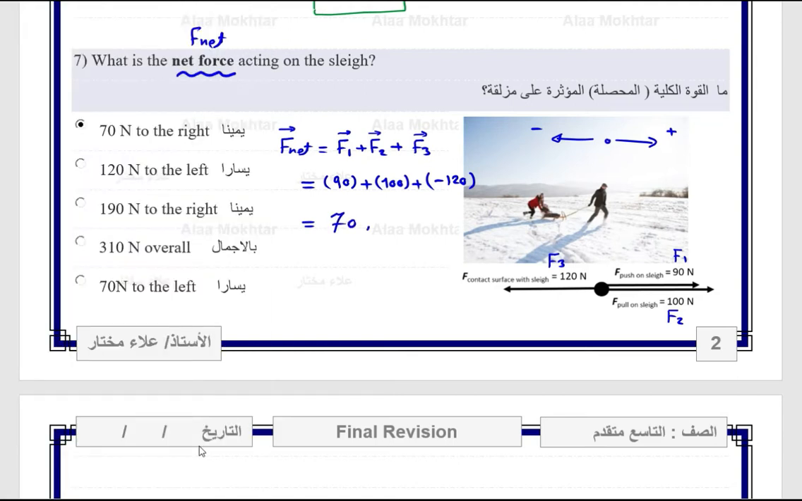What is the meaning of positive? There is a positive sign, not negative. It means this net force is directed to what? Exactly, to the right side. So our answer is 70 Newton to the right.